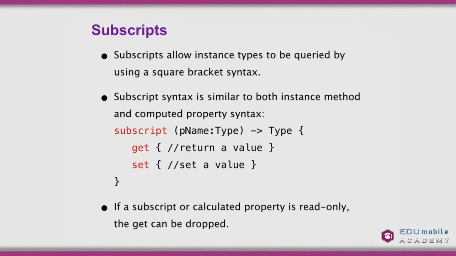And then we have, like a computed property, a get clause and a set clause. We don't have to have a get, or we don't have to have a set clause. If we don't have a set clause, then the subscript is read-only. And if the subscript is read-only, the get can be dropped. This is true of subscripts and computed properties. If a computed property is read-only, it can just return what it's going to return.